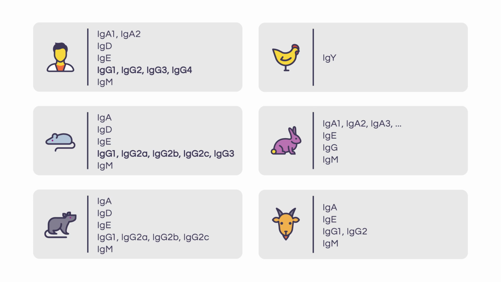2B, 2C, and 3. Now, using the different isotypes and subclasses to our advantage allows us to multiplex several primary antibodies in one Western blot protocol. We're going to talk more about that later. But first, let's focus on the bonds between the antigens and the antibodies.